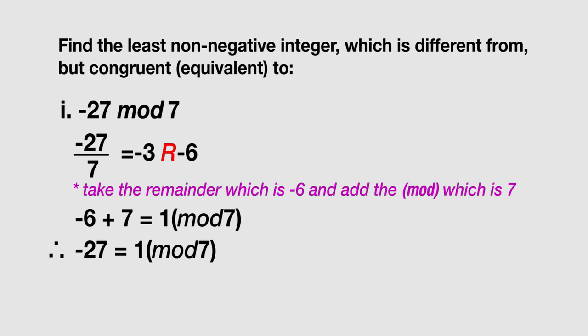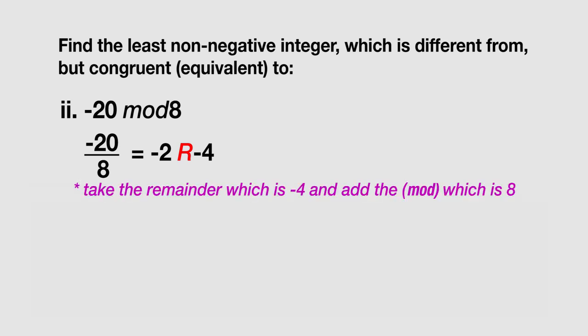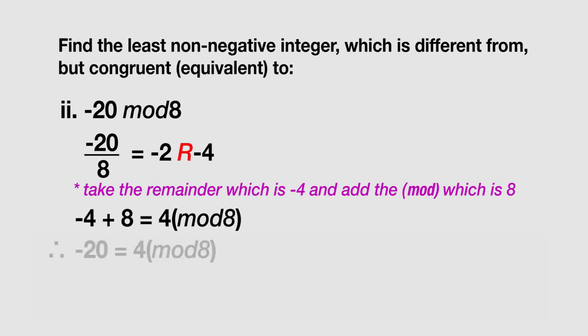Let's look at the second one. We have negative 20 mod 8. We want to change that to a positive number in mod 8. So what do we do? We divide negative 20 by 8, and that gives us negative 2, remainder negative 4. We take the remainder, which is negative 4, and add the mod, which is 8. Negative 4 plus 8 gives us 4. And so our answer is 4 in mod 8. Therefore, we say negative 20 is equal to 4 mod 8.